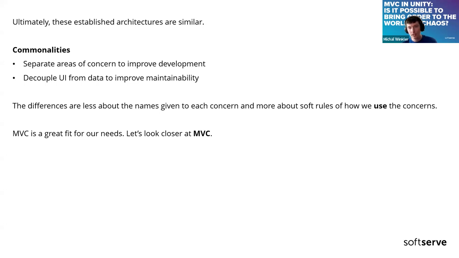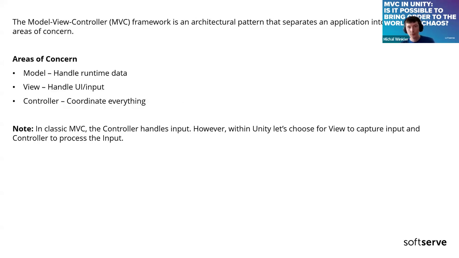For now, let's take a deeper look at MVC. We'll choose that as our favorite of these patterns and move forward. Model View Controller is an architecture that separates your code out into those three primary concerns. To recap, the model handles the runtime data, the view handles the UI and the input from the user, also rendering out audiovisuals to the user as well. And the controller is the glue. It sits between everything, coordinates things, and has the high-level game logic.